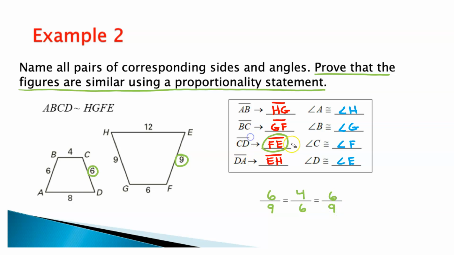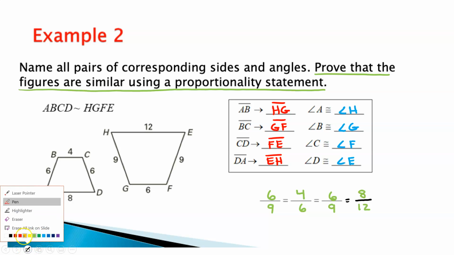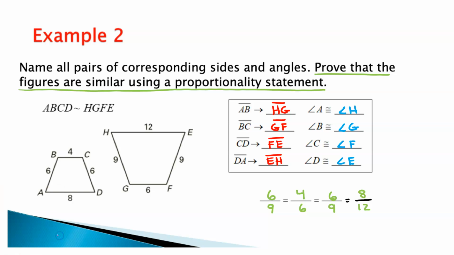I actually have to include one more fraction here. So let me bring down my equal sign, draw that division line. Let's go ahead and set up the last one here from D to A. So the distance from D to A, which was 8, we're going to compare that to EH. E to H, that was 12. So that's our proportionality statement. Now I have to prove it by simplifying. I have to go through and simplify each one of these fractions and show that they are all actually equivalent.